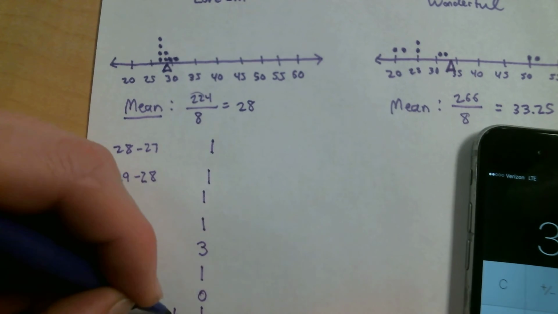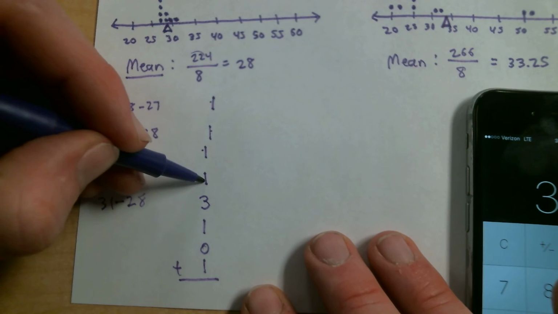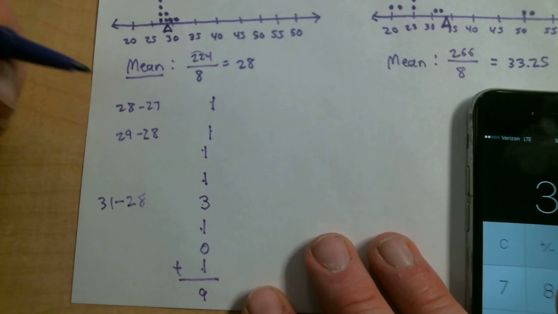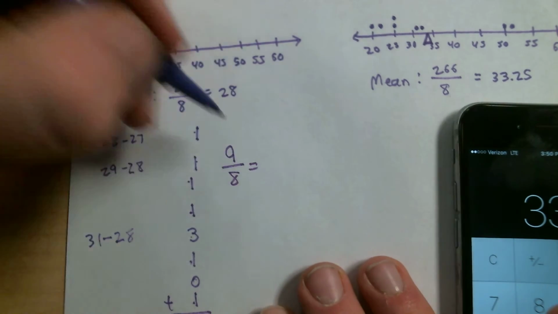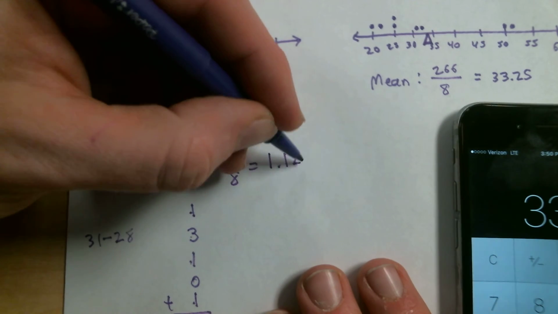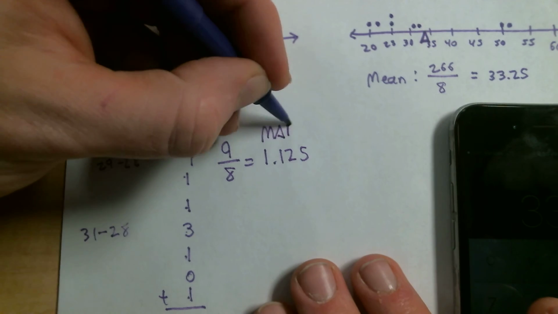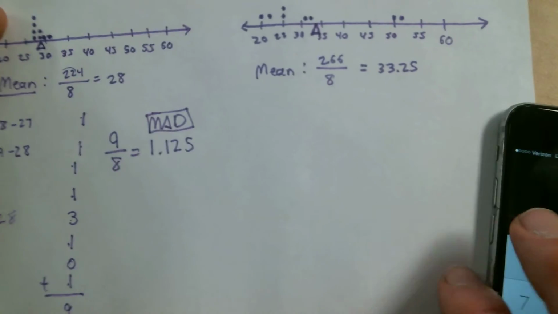So I find the sum of these, and I find the mean absolute deviation. 1, 2, 3, 4, 5, 6. Add 3 is 9. So the mean absolute deviation here is 9 divided by 8, which is going to be 1.125 if you type it in on your calculator. So this is our MAD for this particular one.